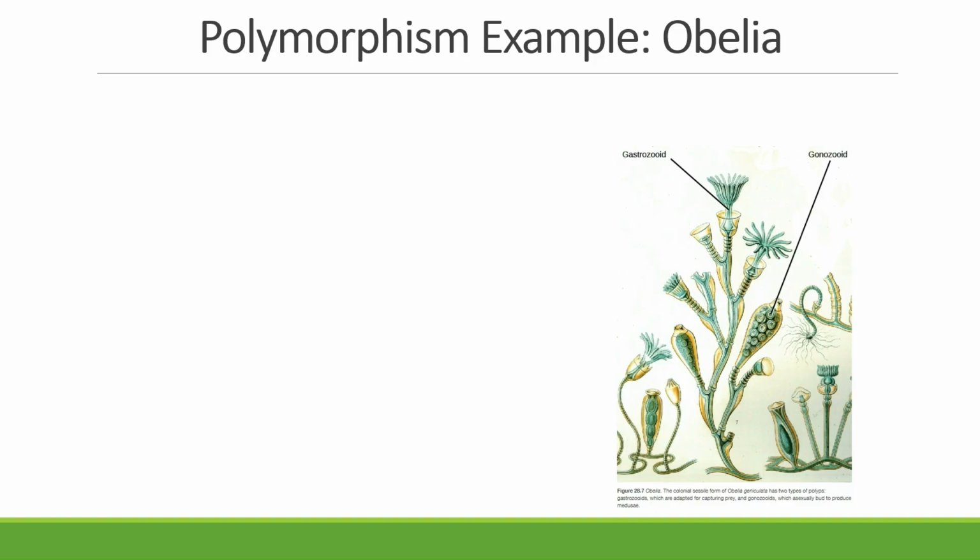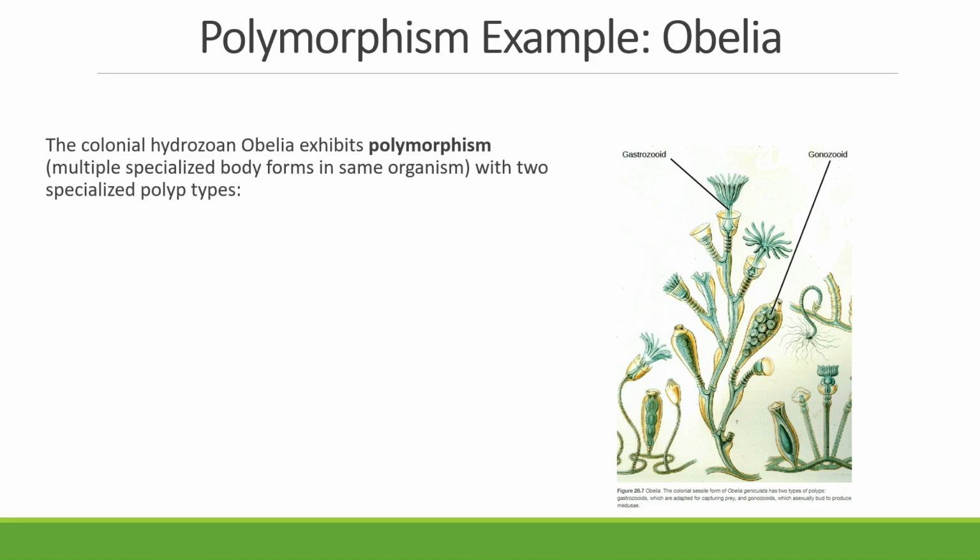Cnidarians have really cool specialized polyps that are experts at doing certain tasks. Having specialized body forms within the same organism is called polymorphism. And we are going to use the cnidarian obelia as a classic example to show how this works. We'll go over the two major clades in a moment, but we might as well tell you that obelia is a member of the hydrozoan, Medusozoa. And many of the medusozoans are known for having both a polyp and medusa life stage.